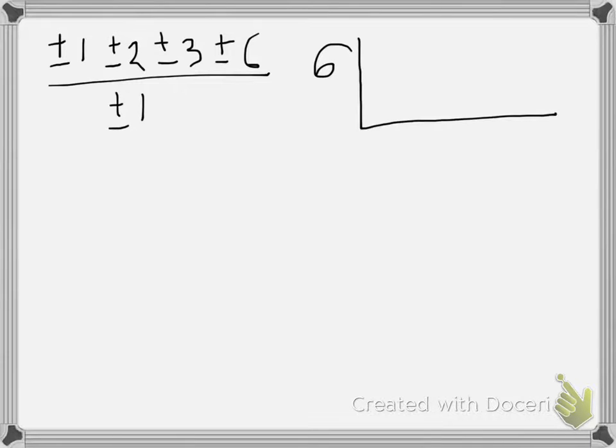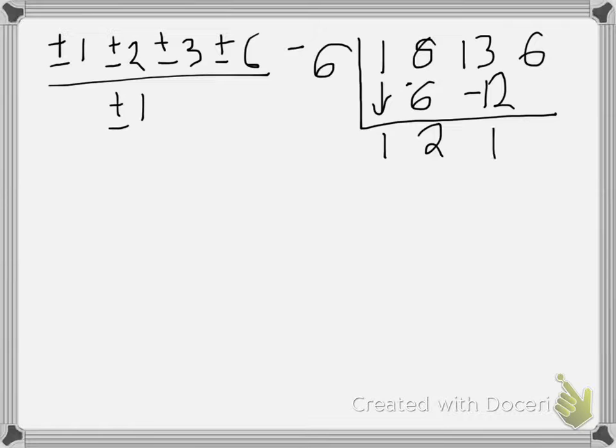So 6, we've got 1, 8, 13, and 6. So we bring down the 1, we have 6. 8 plus 6 is, okay, actually let's do -6, sorry. We're going to do -6. 8 plus -6 is 2. That gives me -12. That gives me 1. Hey, that gives me -6. 0. So now I know that -6 is one of my answers.